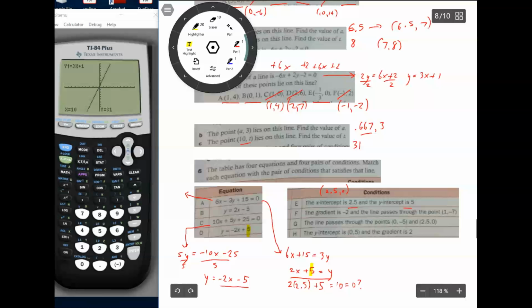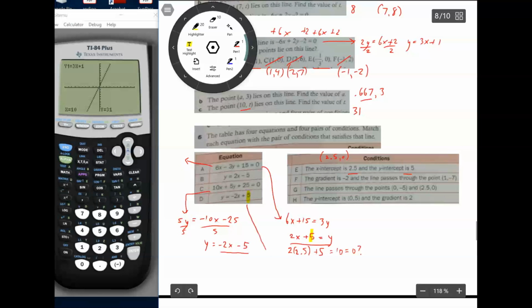Maybe it's this one here. Okay, so if I put 2.5 for x and 0 for y, does that work out? Negative 2 times 2.5 is negative 5, plus 5 equals 0, and we want y to be 0, so that works. So I'm going to say that D matches with E. What about the next one?